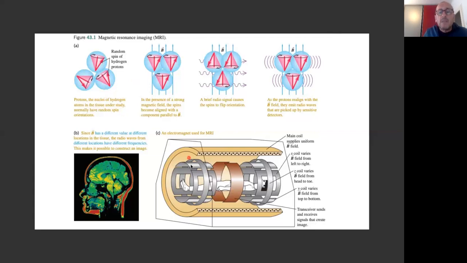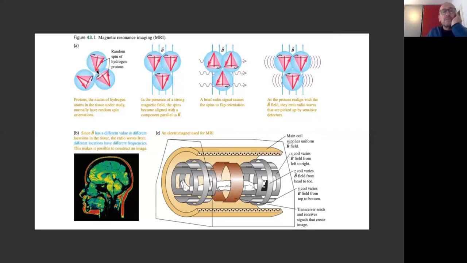So how does this thing work? Essentially, when you don't have a magnetic field, the magnetic moments of the nuclei, of the protons, are randomly oriented in space.